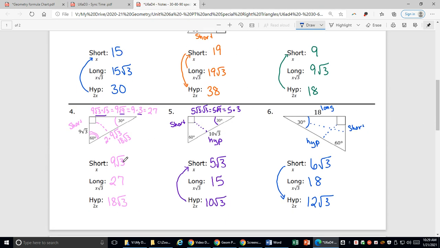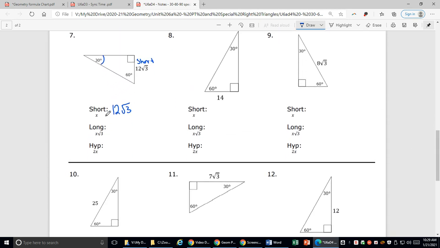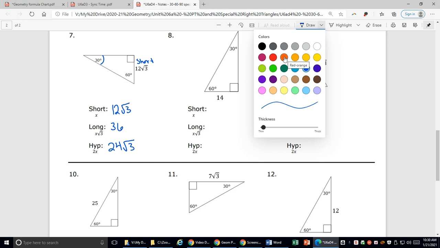So not this one, it's my second pattern. 9 square root of 3, 9 times 3, and then double it, right? So I'm going to multiply by 3 to get here, and I'm going to double it to get here. Multiply by 3, and then double it. So I'm going to multiply by 3. 12 times 3 for my long leg tells me this one is 36. And then I'm going to double it to get to my hypotenuse, which is going to be 24 square roots of 3. Okay, let's look at one more, and then we will save the rest for the next video.